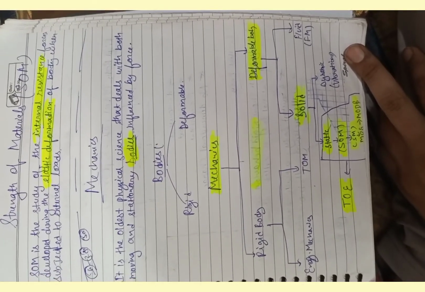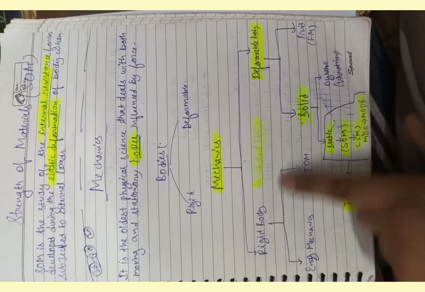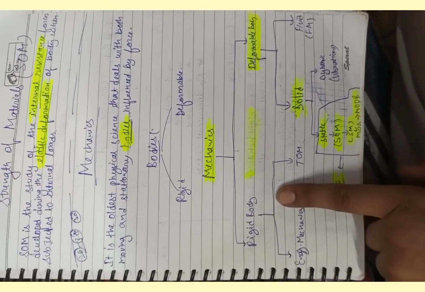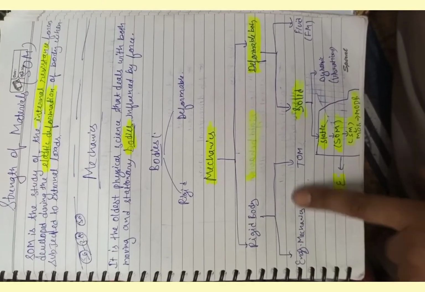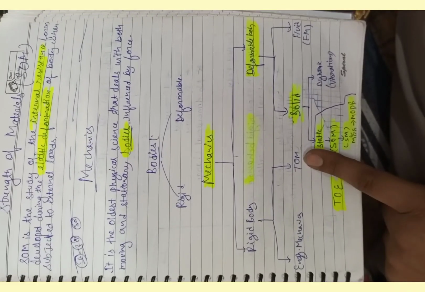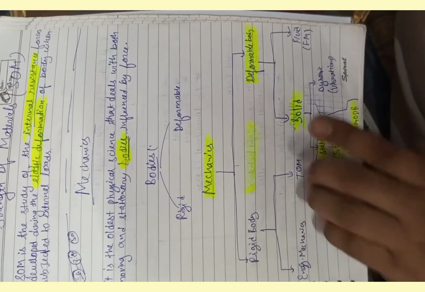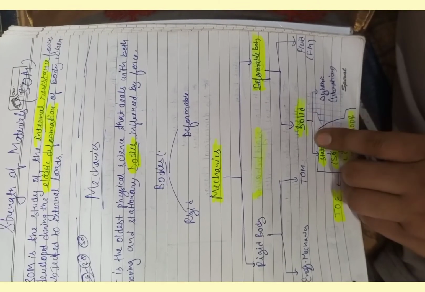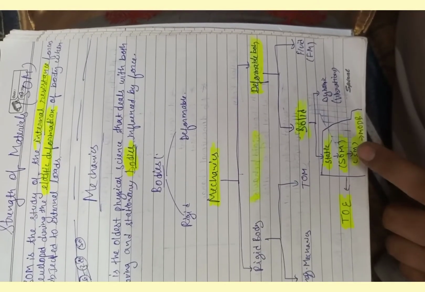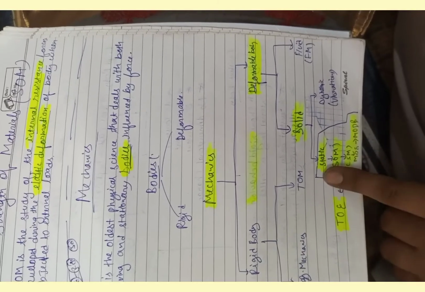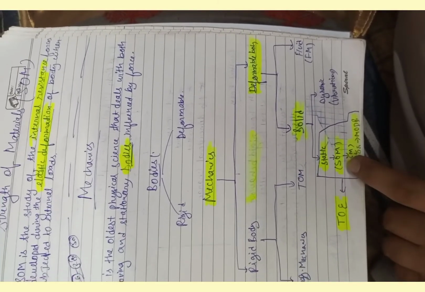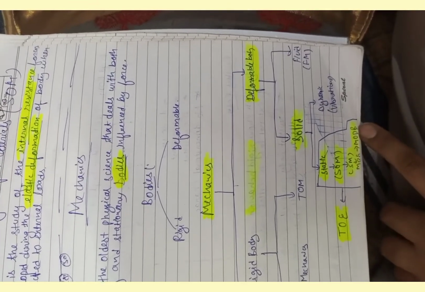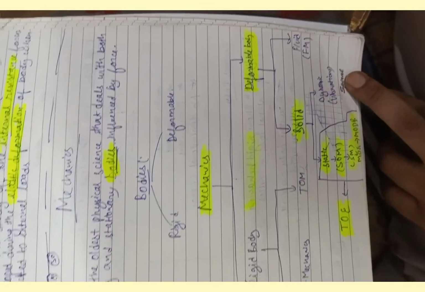In mechanics, there are two parts, as you can see here. First one is rigid body, second one is deformable body. The rigid body again has two parts: theory of machines, and engineering mechanics. In deformable body, there is solid and fluid mechanics. If we talk about solid, one type is static, such as theory of elasticity, mechanics of deformable bodies. The second one is dynamic.